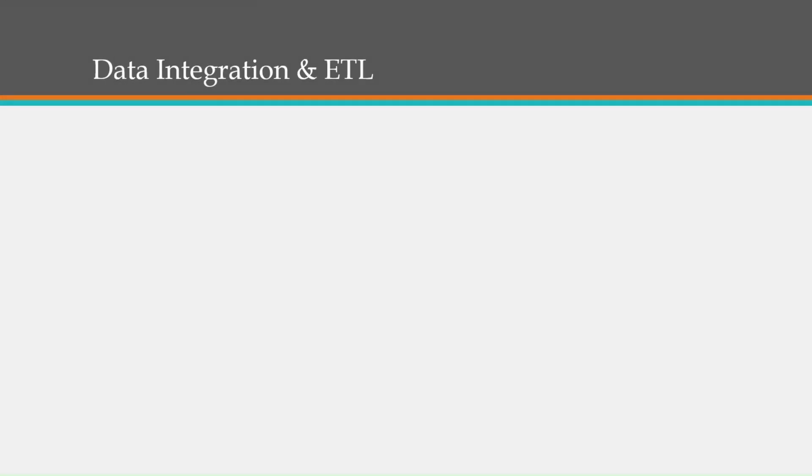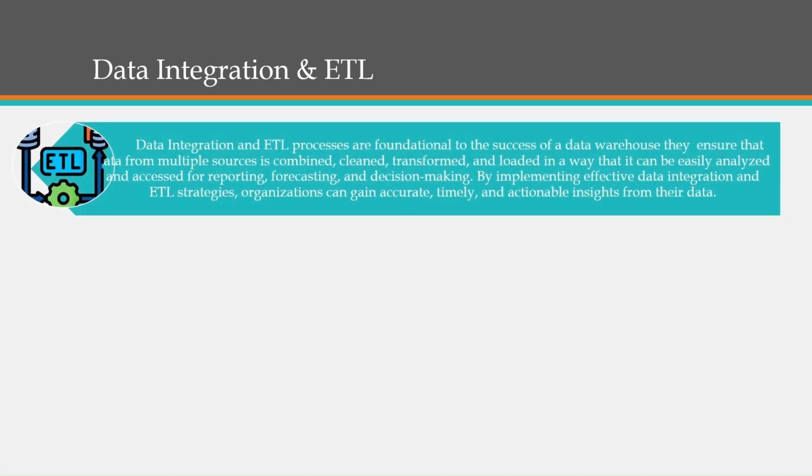Next is data integration and ETL. Data integration and ETL processes are foundational to the success of a data warehouse. They ensure that data from multiple sources is combined, cleaned, transformed, and loaded in a way that it can be easily analyzed and accessed for reporting, forecasting, and decision-making. By implementing effective data integration and ETL strategies, organizations can gain accurate, timely, and actionable insights from their data.